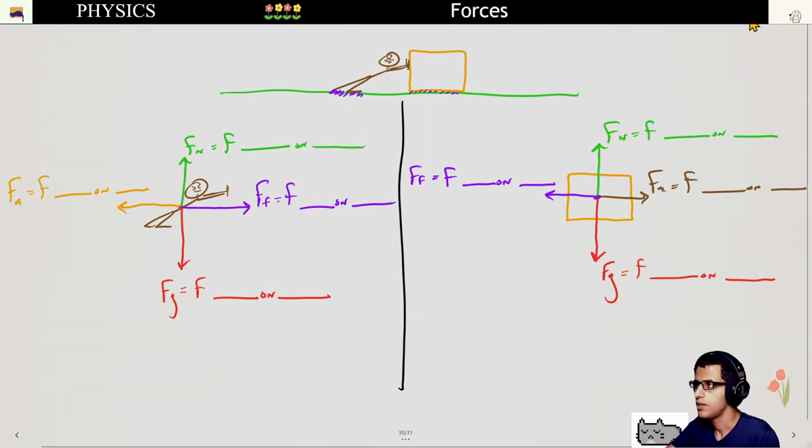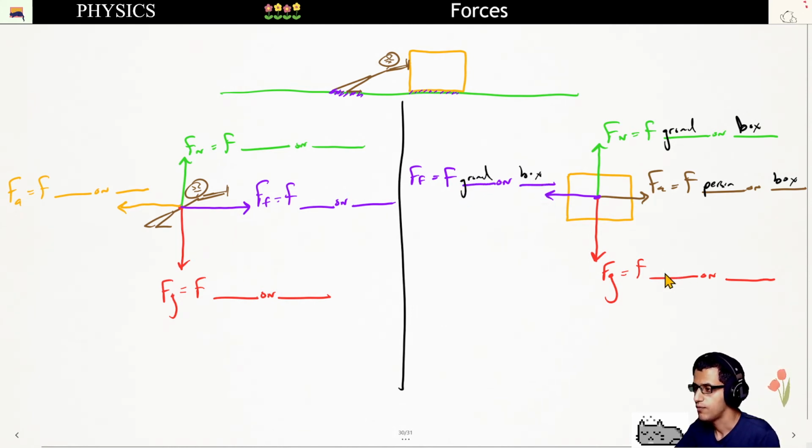So let's go ahead and label all these objects. On the box, there's something pushing the box to the right here. That will be the force of the person on the box. The normal force is the force of the ground on the box. The friction is again the ground pushing on the box to the left. And the force of gravity is the earth pushing on the box downward, or pulling the box downward.